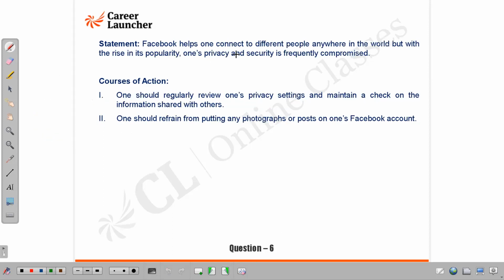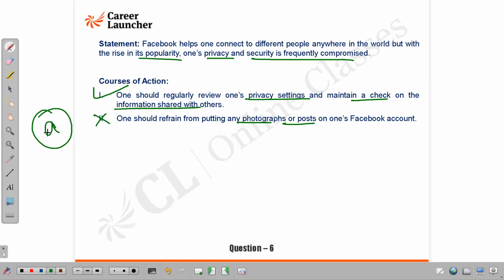The next, Facebook helps one connect to different people anywhere in the world, but with its rise in popularity, one's privacy and security is frequently compromised. One should regularly review one's privacy settings and maintain a check on the information shared with others. Absolutely correct. One should refrain from putting any photographs. Now that's impractical. So check your policies rather than refraining from putting photographs at all.